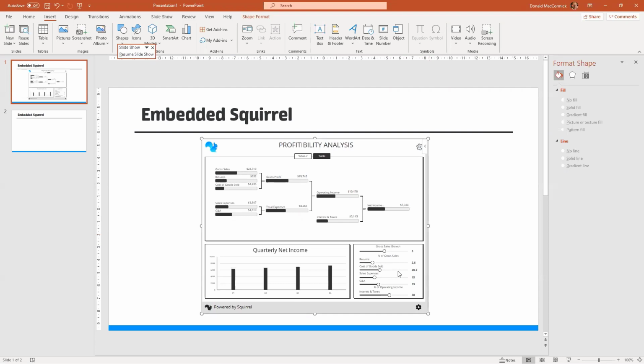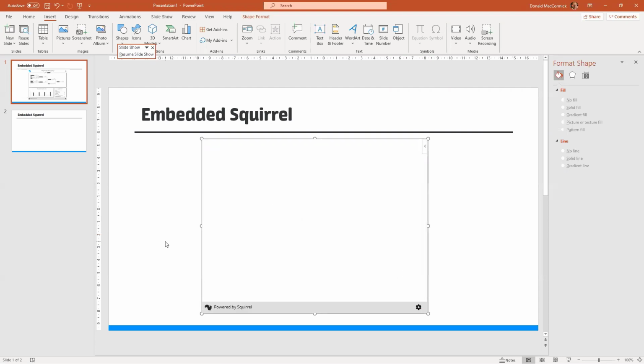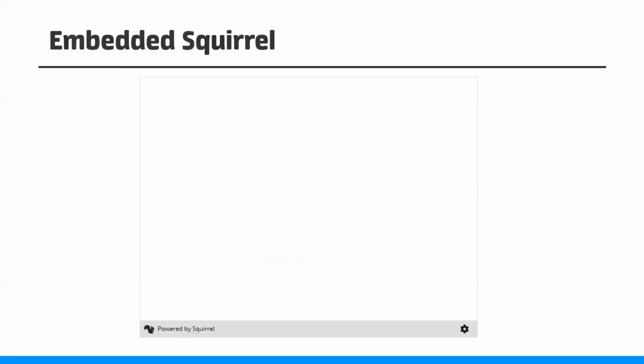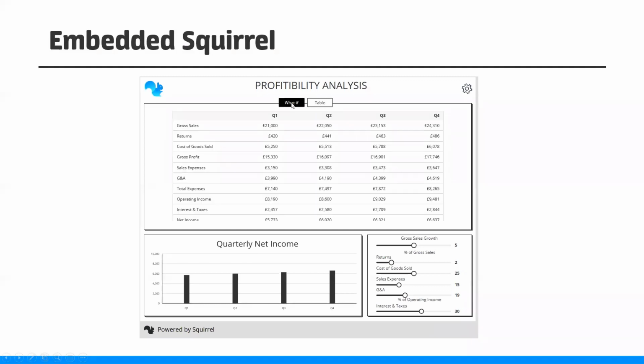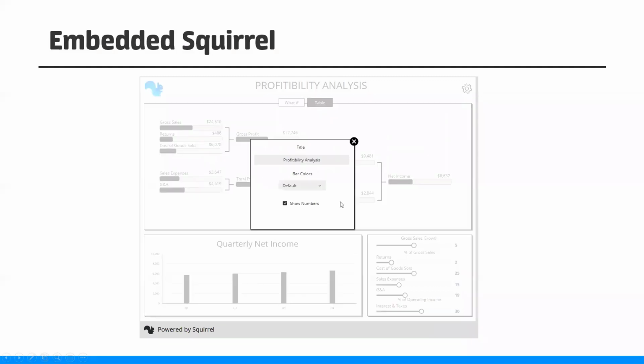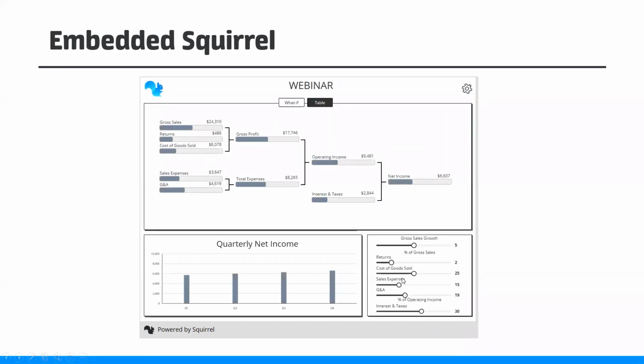If I go to my full view, there we go. So I'm here, I am doing a presentation. I can switch between tables and what if. I've got this little thing here. I can maybe take the numbers off, put them on, change the default colors, maybe even change the title. I don't quite know why I want to do that. Oh, I can't spell. Actually, I can't type. And so there we go, we've got those there, and everything is running in there.